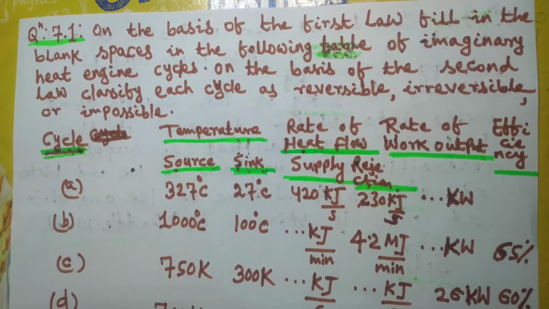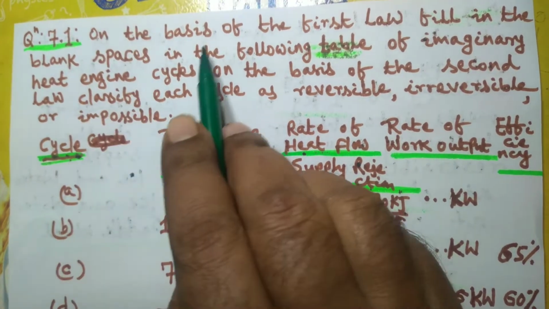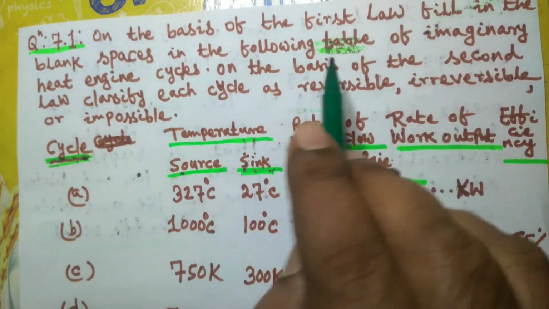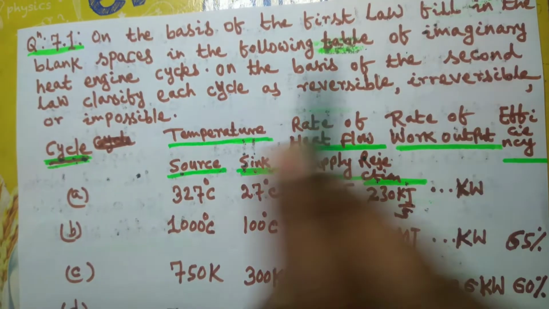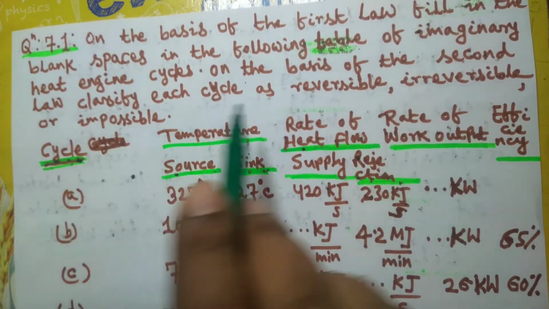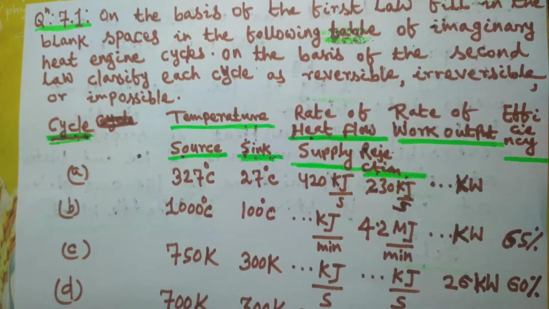In this class, I am going to discuss PK Nag's problems of chapter 7, which are based upon the concept of entropy. So, question number 7.1 is like this. On the basis of the first law, fill in the blank spaces in the following table of imaginary heat engine cycles. On the basis of the second law, classify each cycle as reversible, irreversible, or impossible.